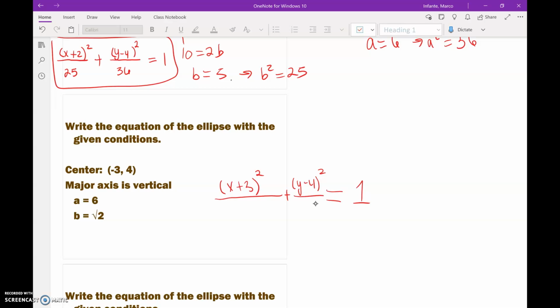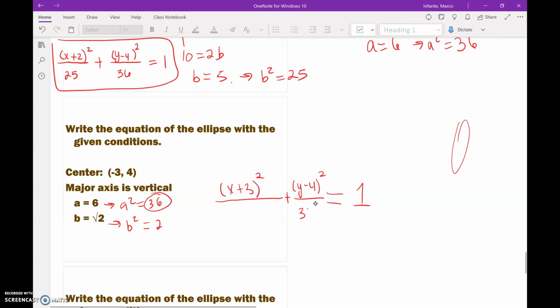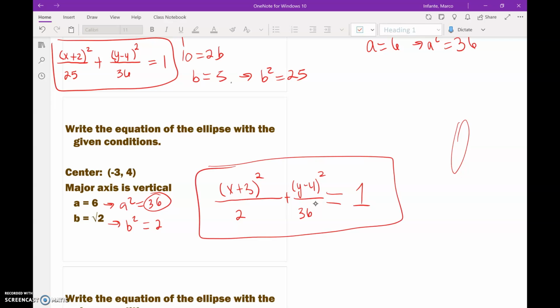And since the major axis is vertical, this is like a vertical stretch kind of thing, right? That's where the major axis is located. The a term, which a squared is what's important, is 36. Well, the a squared term, the larger term, is always where the major axis is located. If it's a vertical axis, we would put 36 under the y variable, and we'd keep the b squared term under the x variable. And that was a quick one, right?